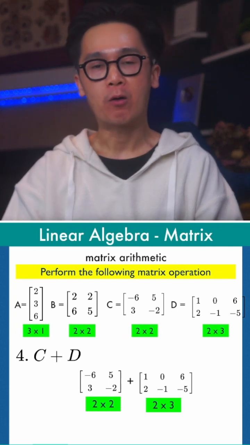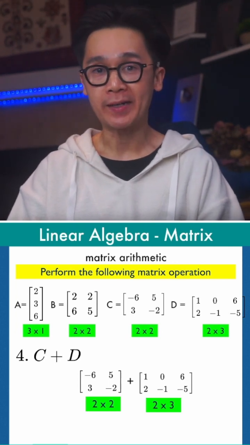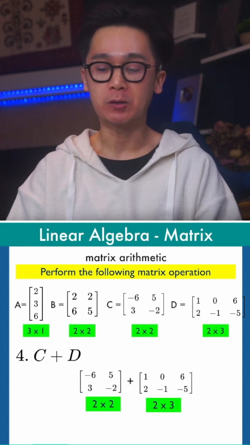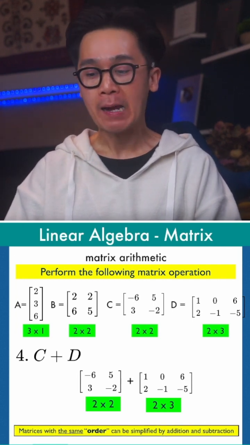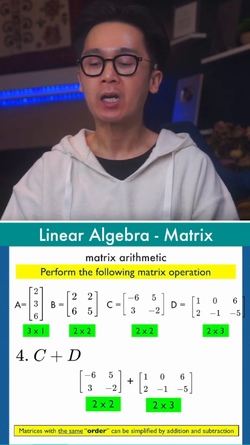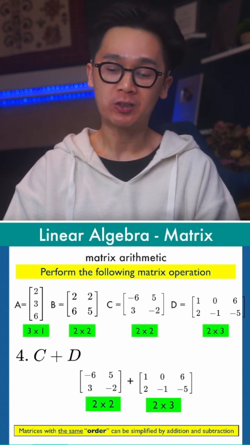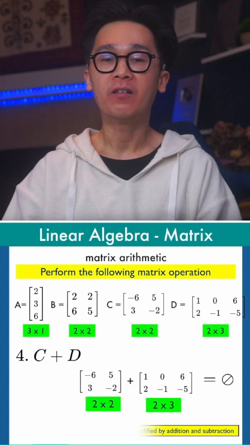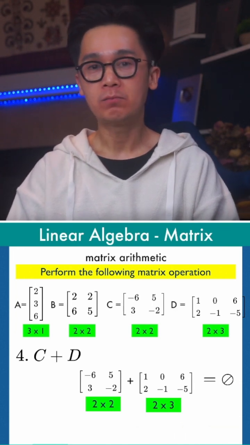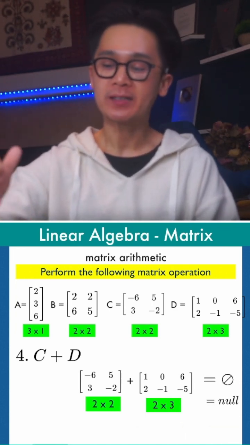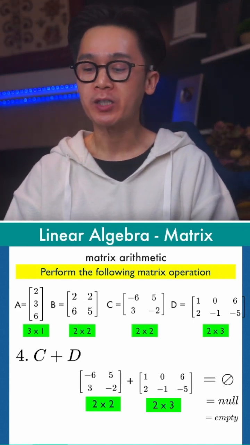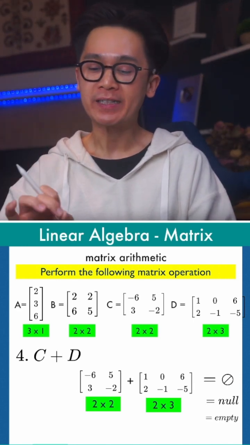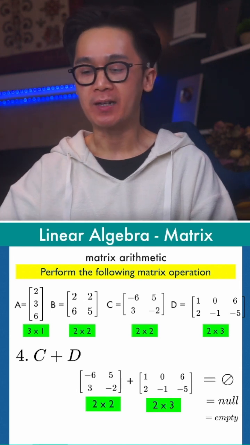And by knowing our basic rule of combining 2 matrices by addition or subtraction, we know that C and D is an empty set because you cannot add nor subtract matrices of different dimension or order. So this is a null set or empty set, and we're not going to be able to perform the operation of addition for C and matrix D.